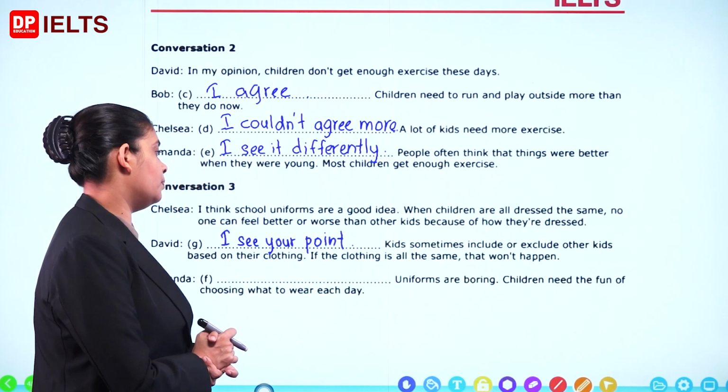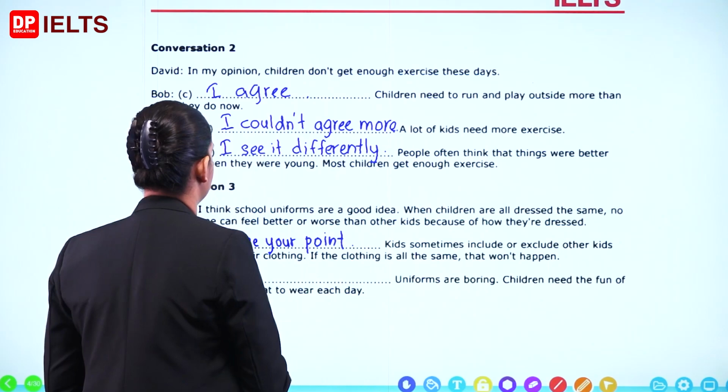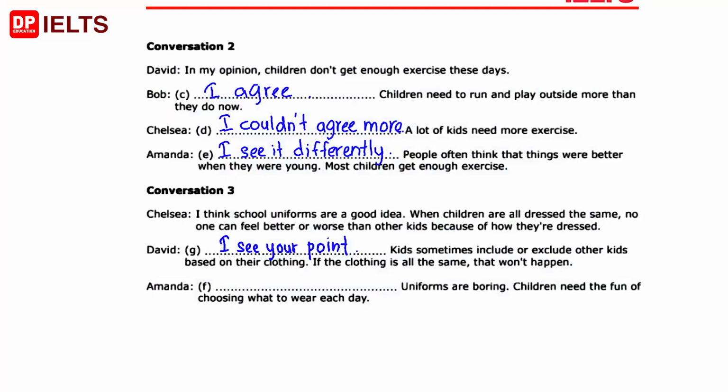Uniforms are boring. Children need the fun of choosing what to wear each day. Uniforms are very dull, children want the chance to choose what they wear. So we can say, I don't agree. Or you can say I disagree.